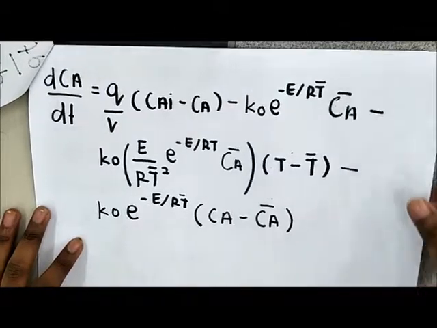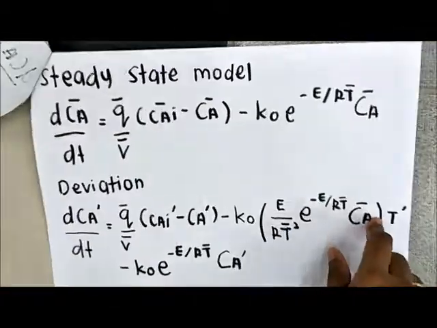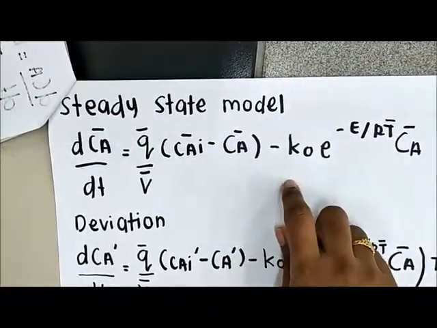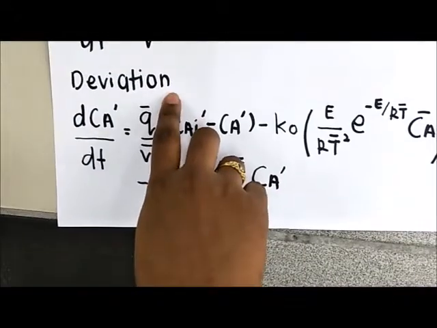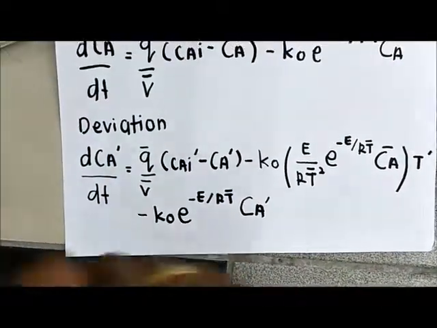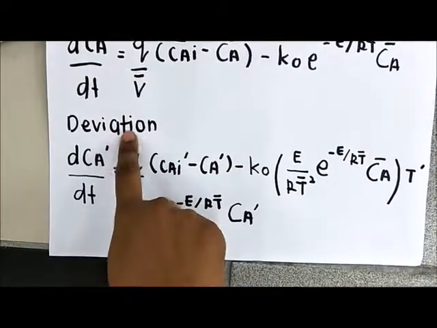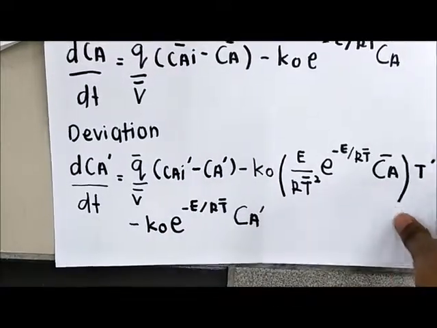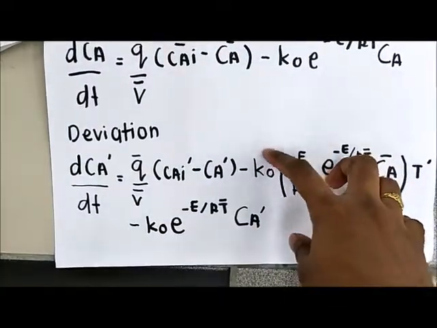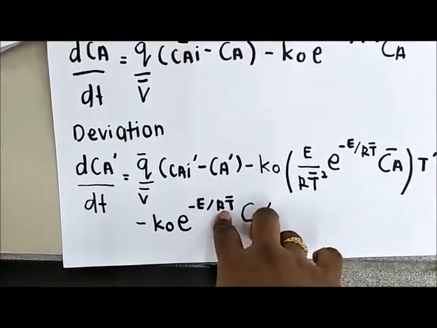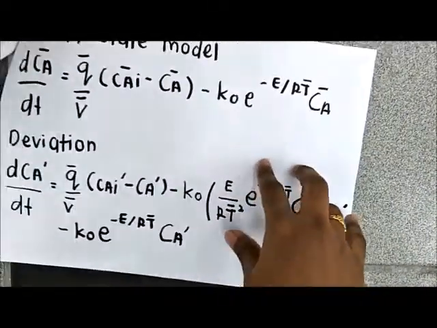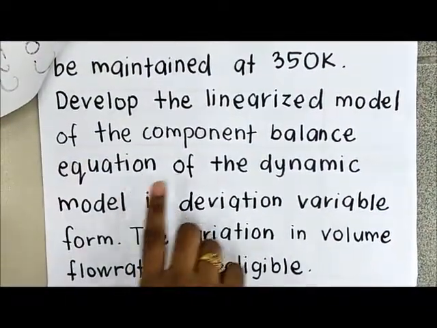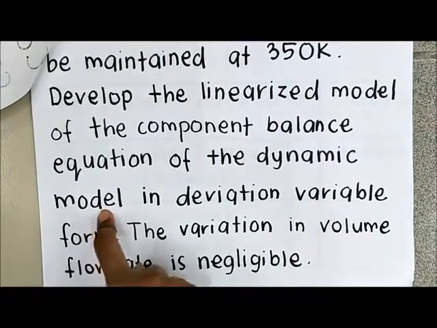So next we have to do this one for the steady state model. So the steady state model will be this. To get our deviation, it is actually the dynamic model minus the steady state model. And actually we do not need to substitute any values of k0, E and R, because in this question they only stated the equation of the dynamic model. That's all.